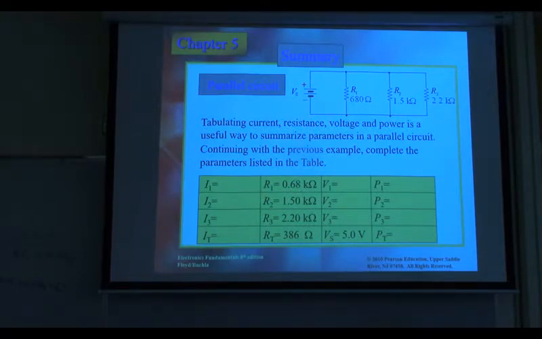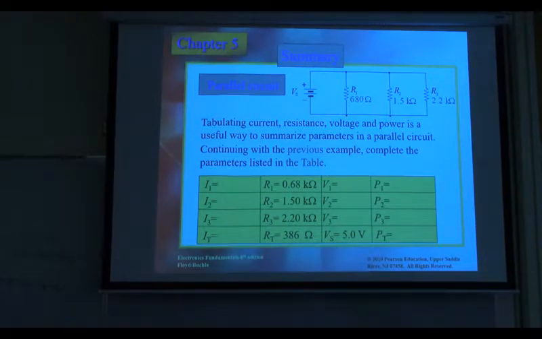Let's do some together. Okay, the resistance equals there. We already calculated the total resistance equals 386. What is the next one we want to calculate? Voltage is the same. What is the same? 5.0. So V1 equals 5, V2 equals 5, V3 equals 5. That's the easiest one, right? If you don't have time, first one, you fill this blank, right? You get the point for this.